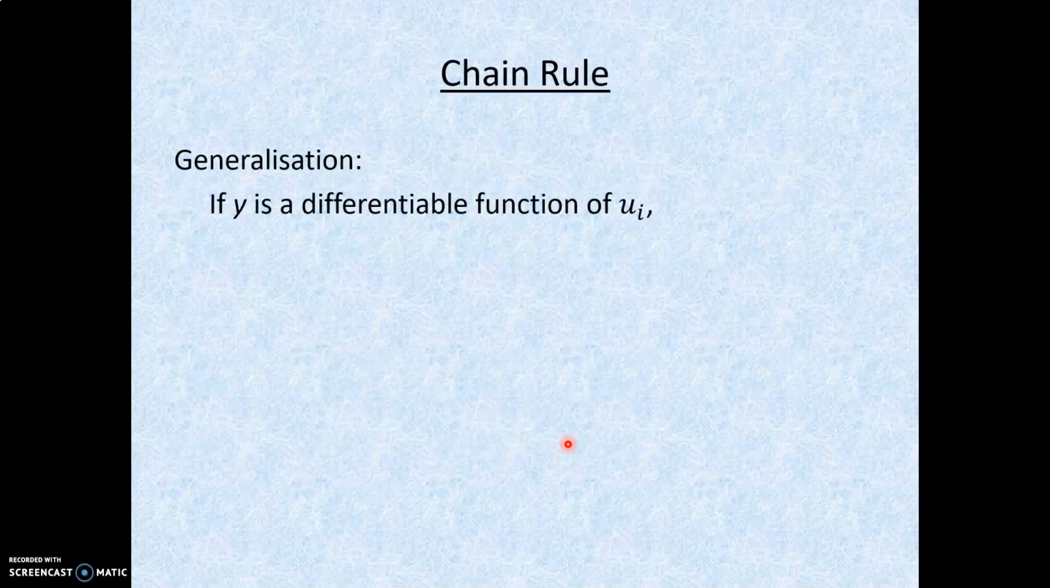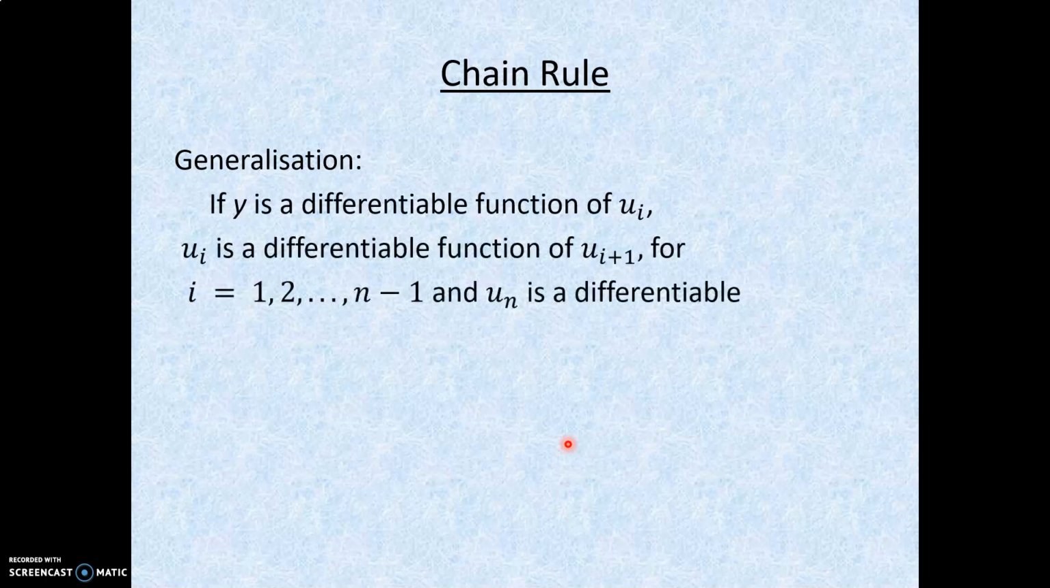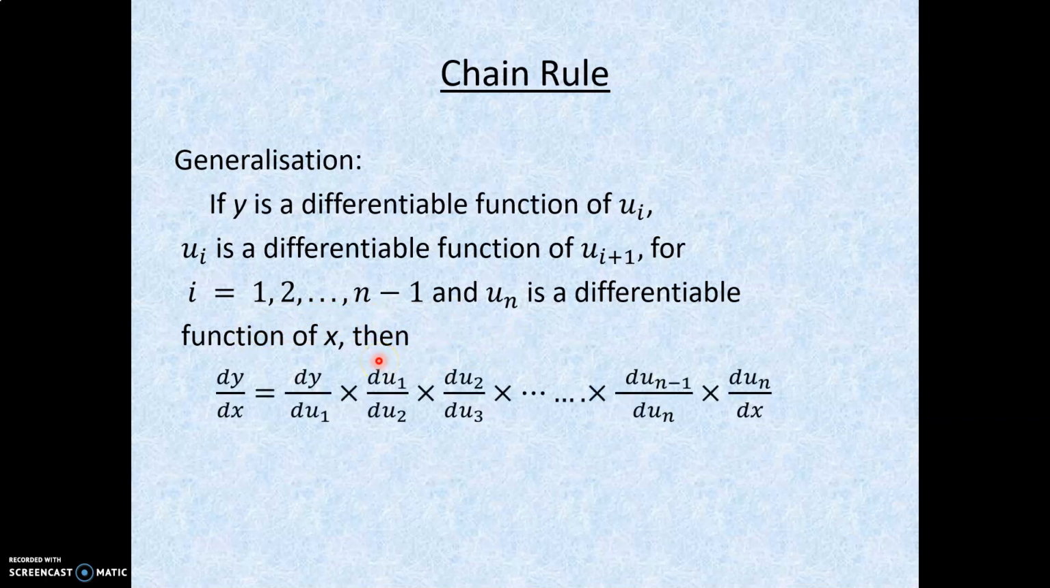Now, the generalization of the chain rule is like this. If y is a differentiable function of u1, and ui is a differentiable function of u(i+1) for i equal to 1, 2, 3, etc., n minus 1, and un is a differentiable function of x, then you can write dy upon dx is equal to dy upon du1 into du1 upon du2, etc., dun upon dx. All are connected like this.